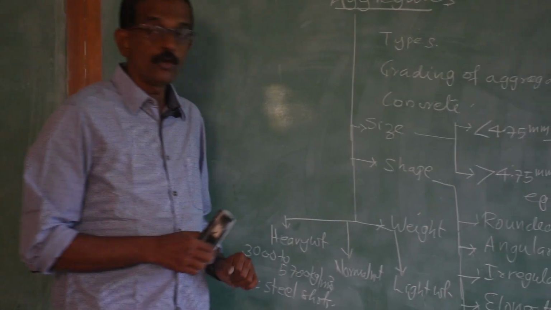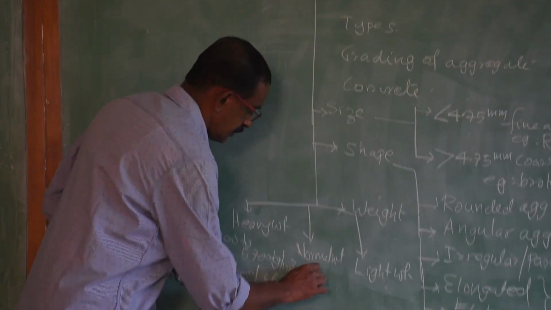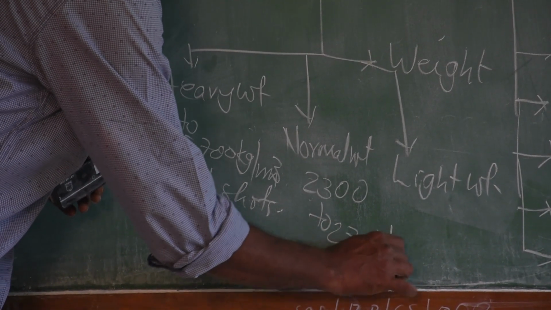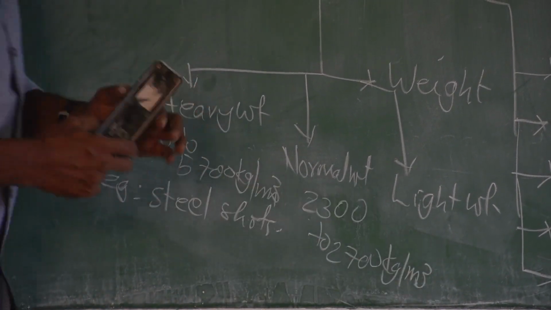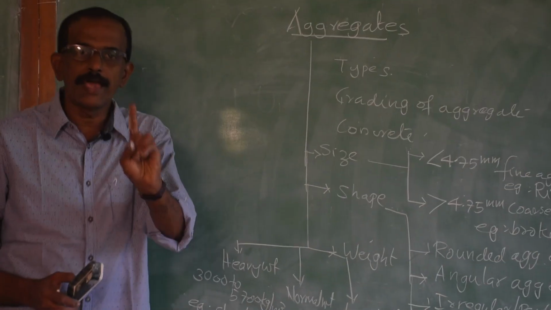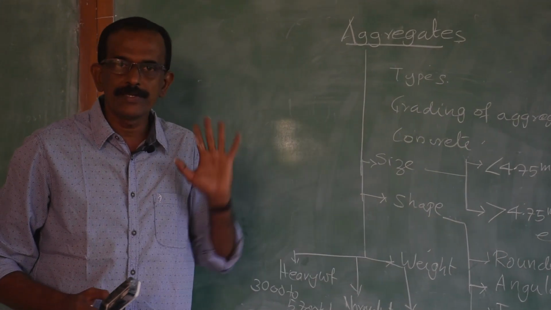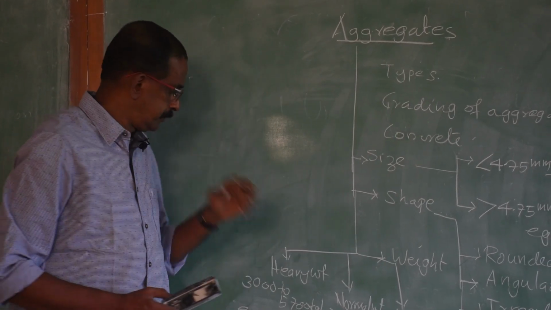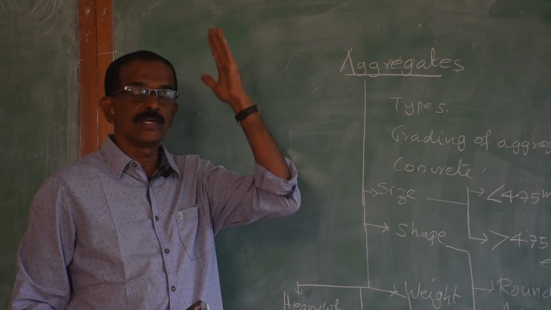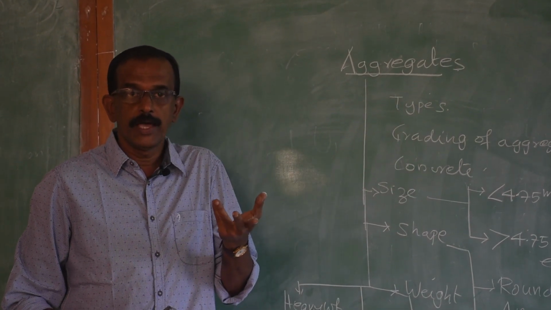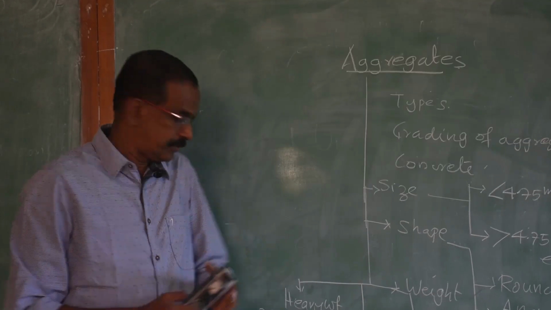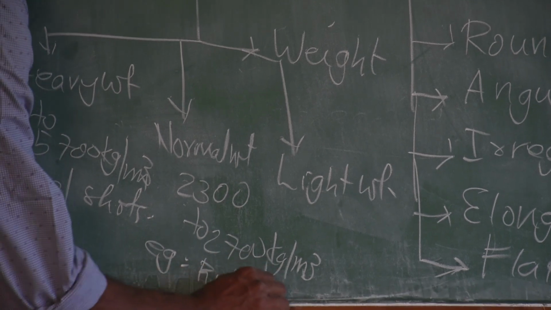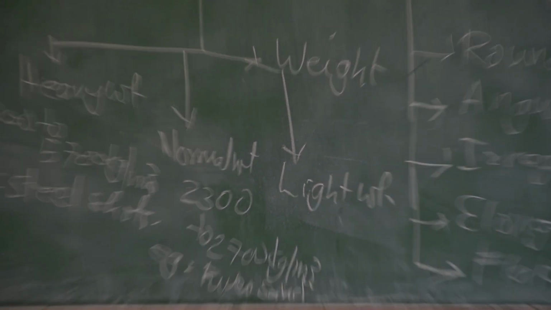And the next one, normal weight. If the density of the concrete is between 2300 to say 2700 kilogram per m cube, that concrete is called normal weight concrete and the aggregates used are called normal weight aggregate. Example for normal weight aggregate: normal concrete. Your roof is constructed by normal concrete. What are the different types of aggregate used? River sand, broken stone. So, example for normal weight aggregate: river sand, broken stone.